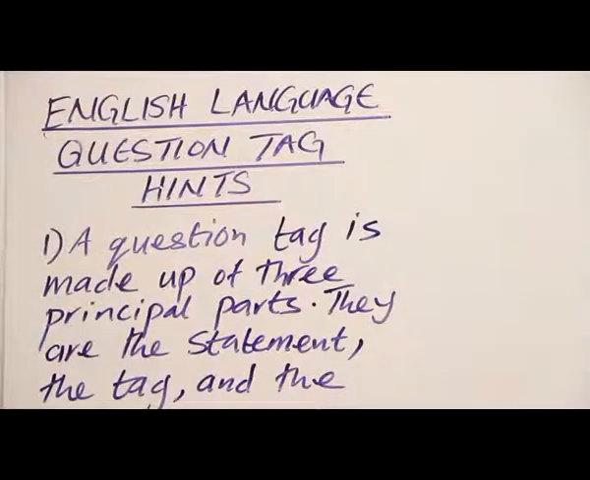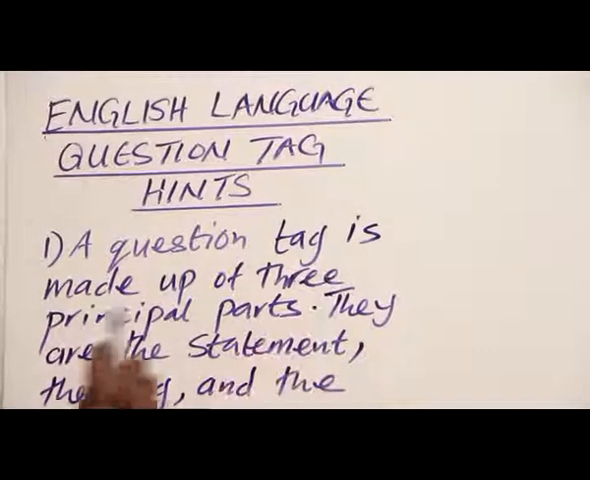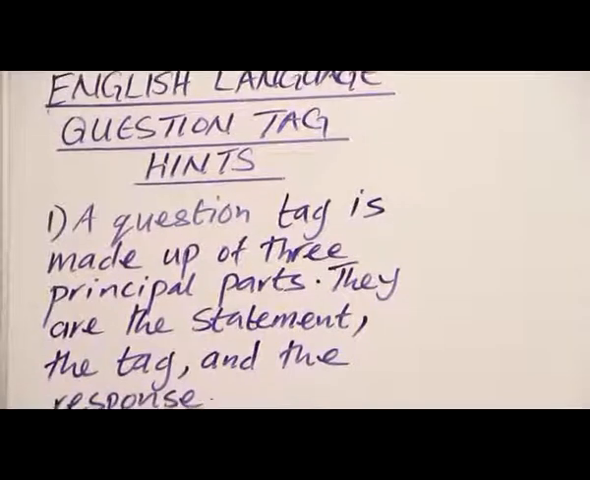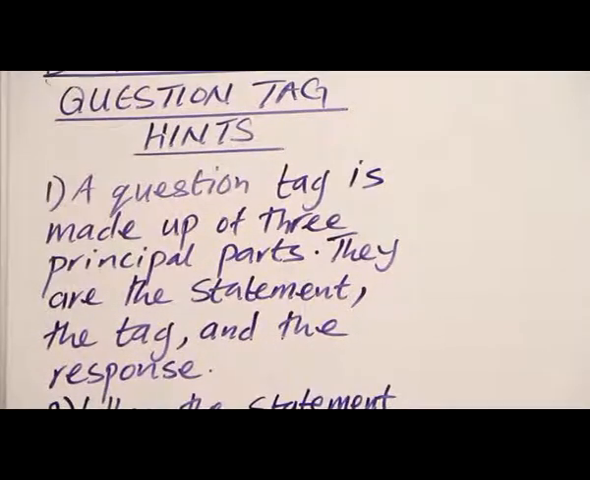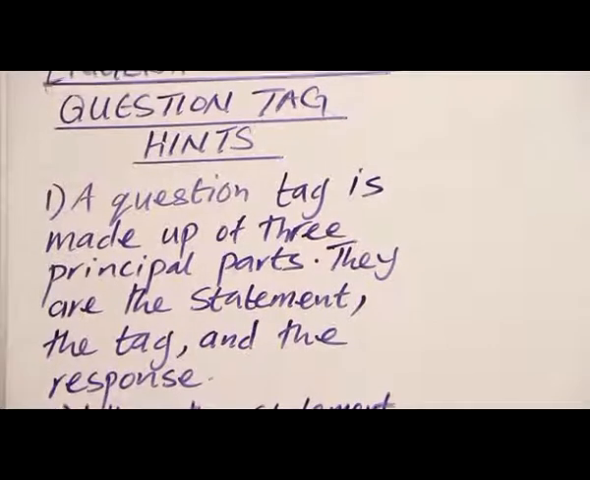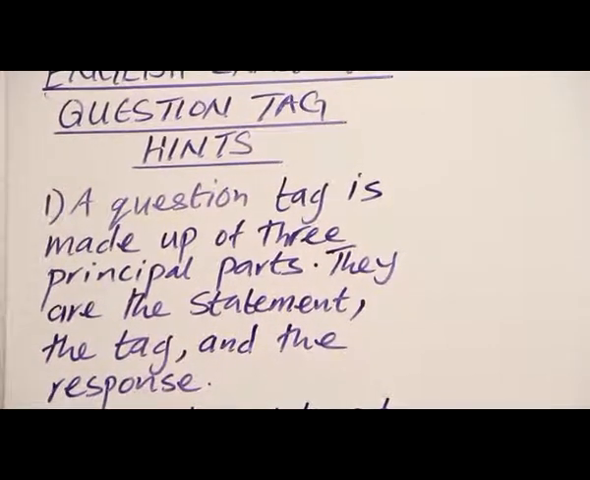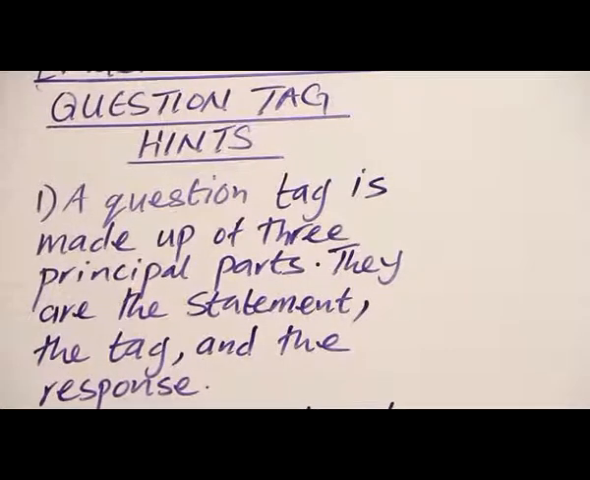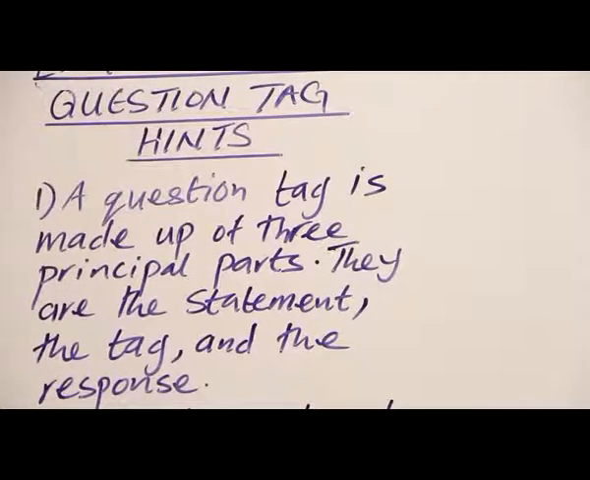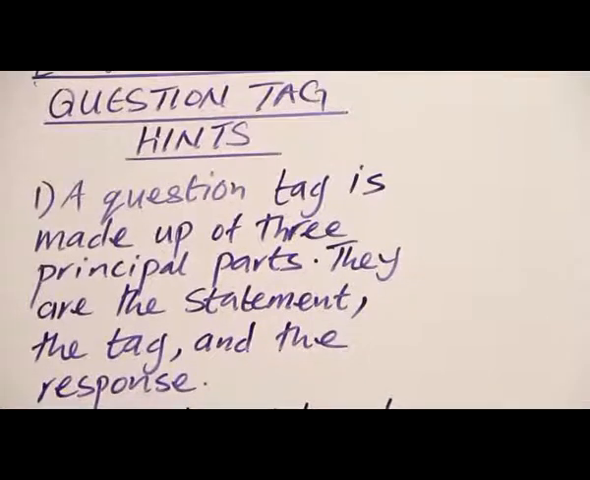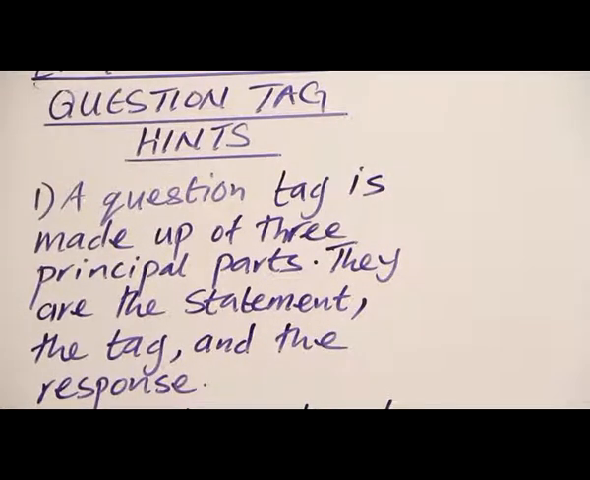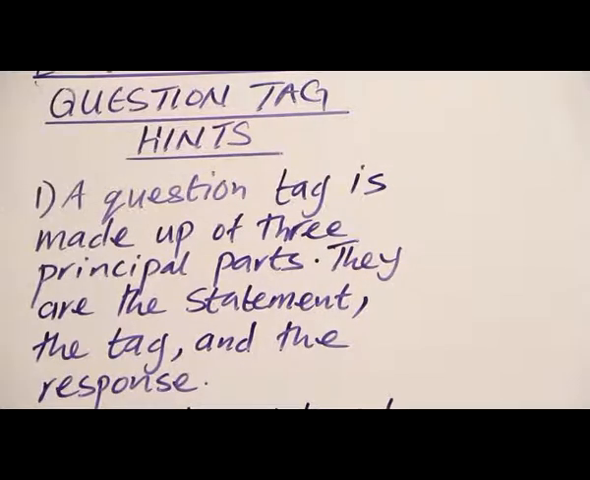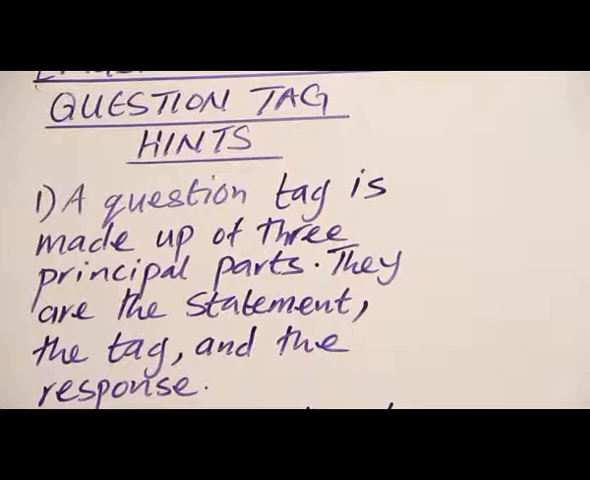Now let's look at hints on question tag. Hint number one. A question tag is made up of three principal parts. What are these principal parts? They are the statement, the tag, and the response. Well, the response may be nominal because it may not necessarily be needed, although sometimes it can be given to confirm the assumption. For example, if you say, you are going home, aren't you? There may be no need to say, yes, I am, because obviously the person who asked the question would have seen the person going and is just asking to state the fact that he's aware of that.